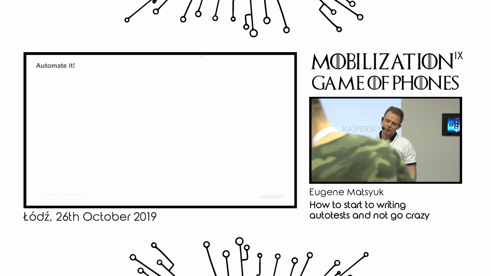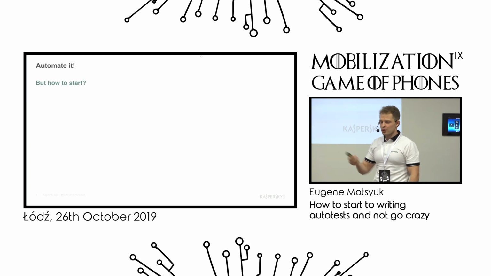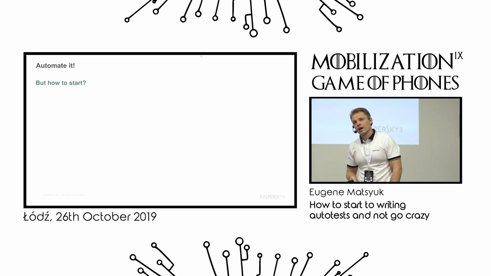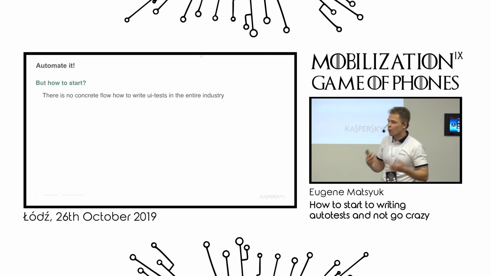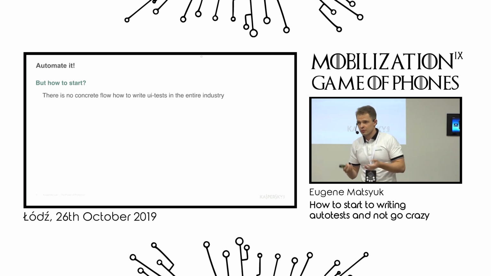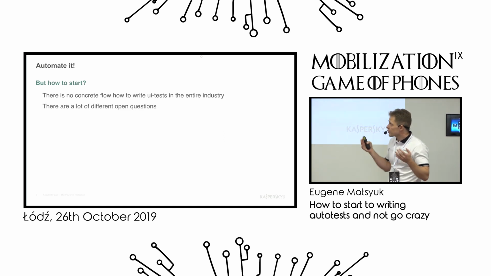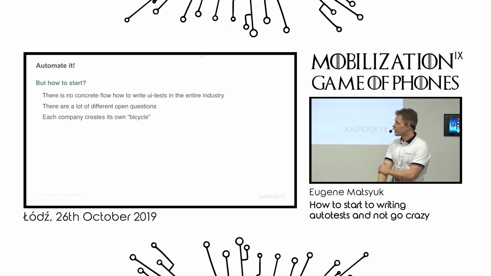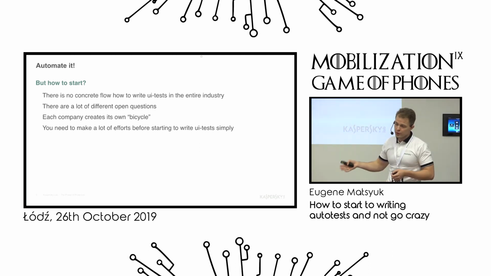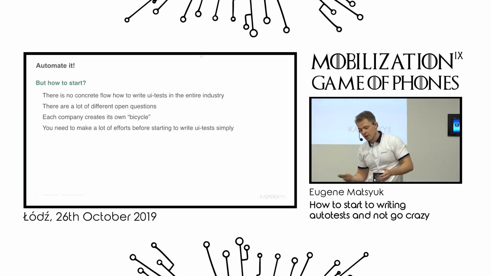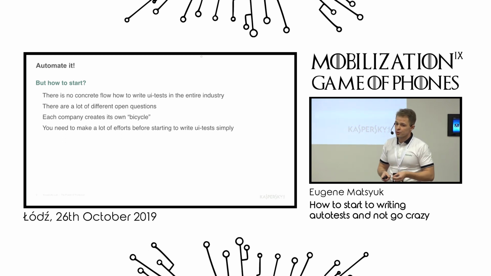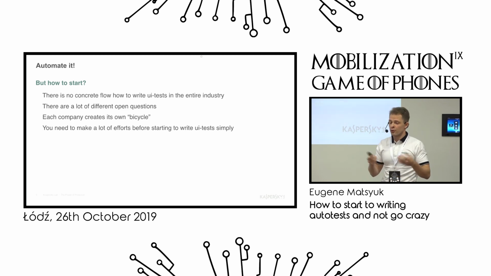And it's so simple to say automation. But how to start? When you're at the beginning of your time-consuming autotest journey, you will face the following problems. First of all, there is no concrete flow for how to write a UI test, simply. What does Google give us? Really, almost nothing. Some words about Orchestrator, Espresso, maybe some hello world on how to write with Espresso, and that's all, really. That's why there are a lot of different open questions, and each company creates its own bicycle. All of these things lead to the fact that you need to make a lot of effort before starting to write UI tests simply.